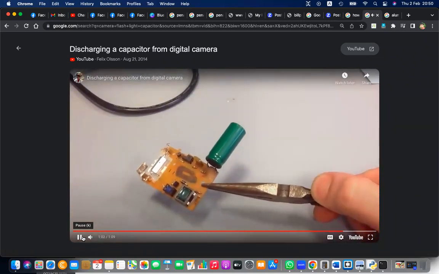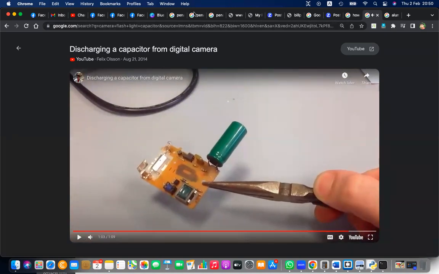Cool. So that's a good little demo of what a big current can do. You can try to do this experiment, but you have to find a camera flash. So if you can find a camera flash, you can try to do this.